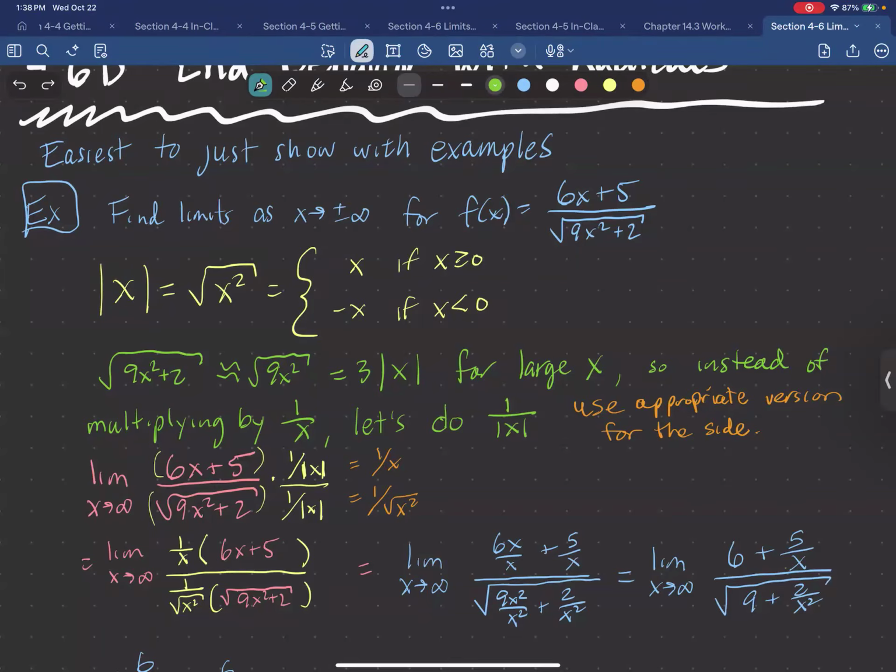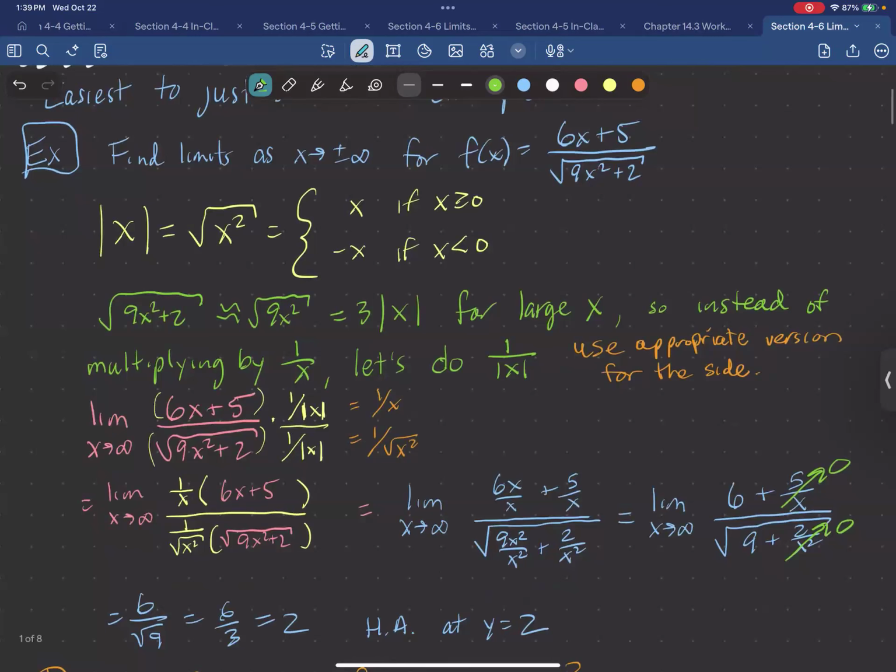As we go to infinity, that value goes to infinity, which means this goes to 0. Anything with a variable in the denominator goes to 0, like we did yesterday. So we're left with 6 over the square root of 9. That's 6 over 3, which equals 2. So the limit when x gets large is 2, which means we have a horizontal asymptote at y equals 2.